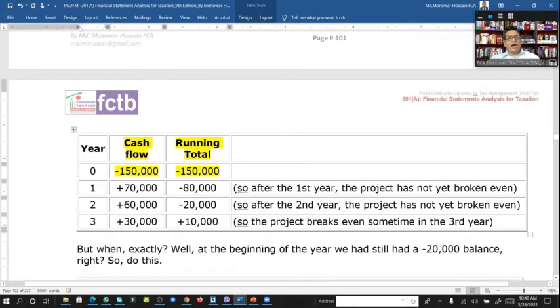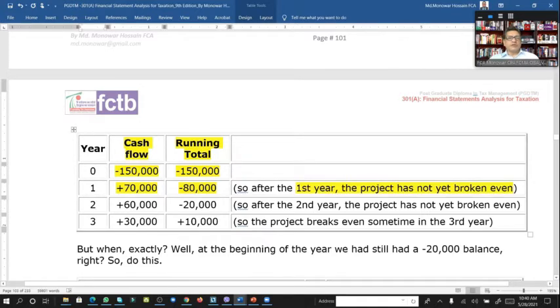Then in year 1, the cash inflow comes to 70,000. So if we subtract 70,000 from the 1,50,000, then 80,000 remains negative, because we got 70,000. We also need 80,000 for the break even. So after the first year, the project has not yet broken even.